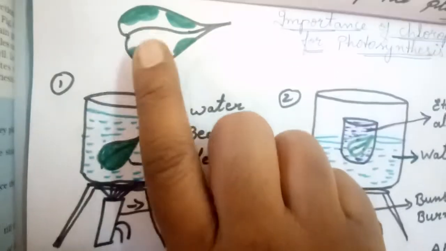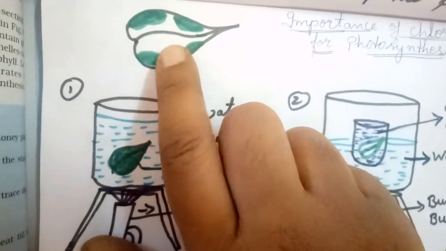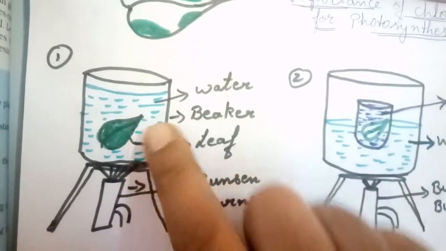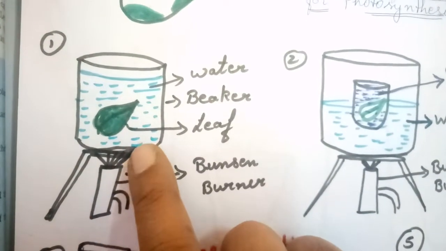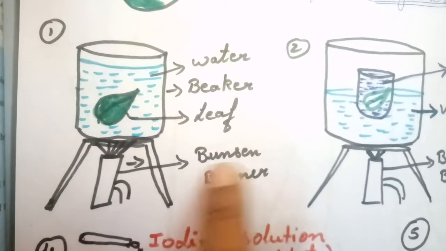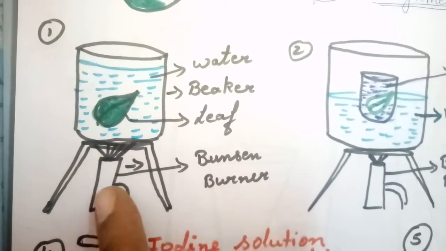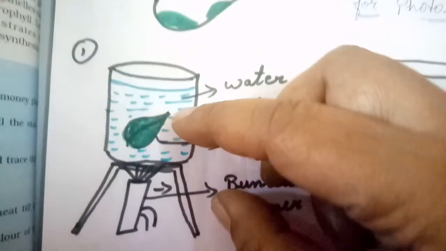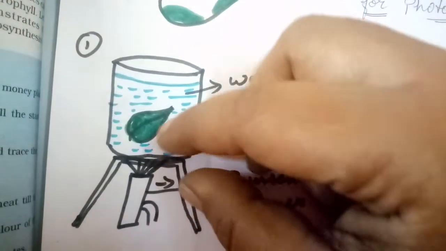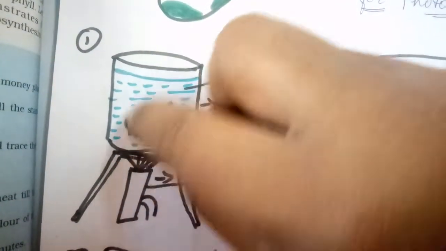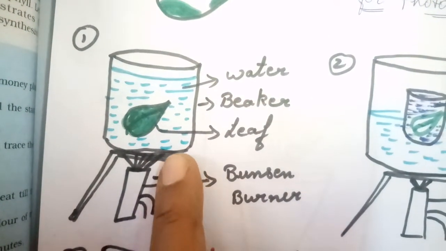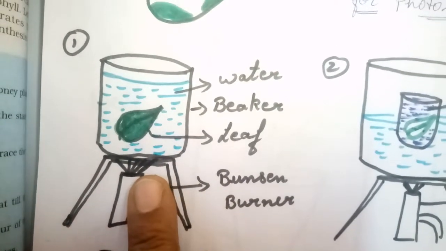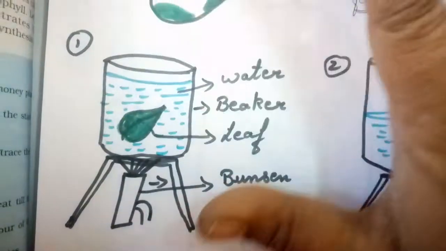So this leaf which we have taken, the leaf which you have plucked, that selected leaf we have to put in the water, and we have to heat or boil this water with the help of the Bunsen burner. Okay, so we have to boil this water. After boiling this water, we have to remove this leaf. So what is the purpose of boiling this water? It is to kill all the cells of this leaf.